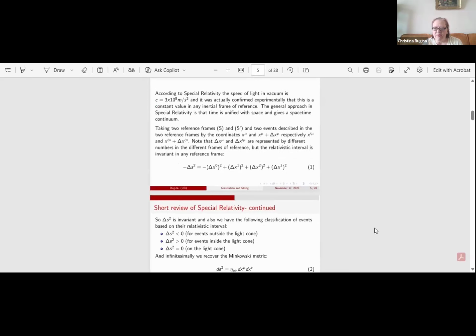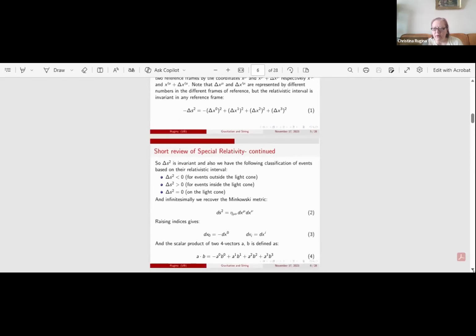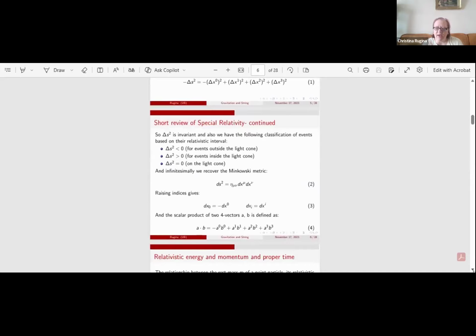Okay, the relativistic interval is this fellow here. There's a minus sign in front of the time. This is time. These are the spatial coordinates. So I assume you have some background in special relativity and some background in quantum mechanics, not a lot, but some, so that you understand, for instance, the relativistic interval. So these are the events.